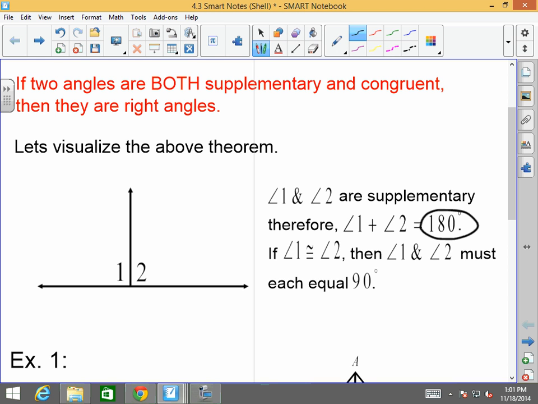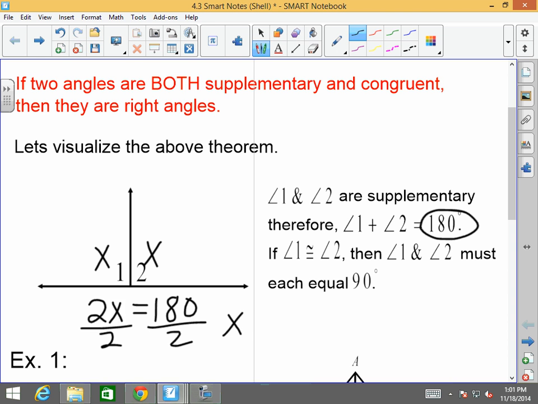If they're both congruent, let's look at it algebraically. Let's say that's angle x. But if angle 1 is congruent to angle 2, then that means 2 can be called x. So that means 2x equals 180. And if 2x equals 180, divided by 2 to both sides, x has to be 90. So therefore, x is 90 degrees, which is angle 1, and x is 90 degrees, which is angle 2.